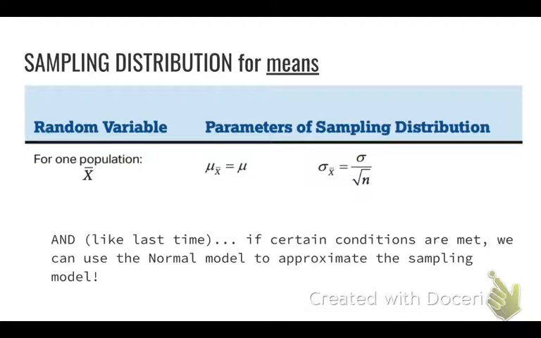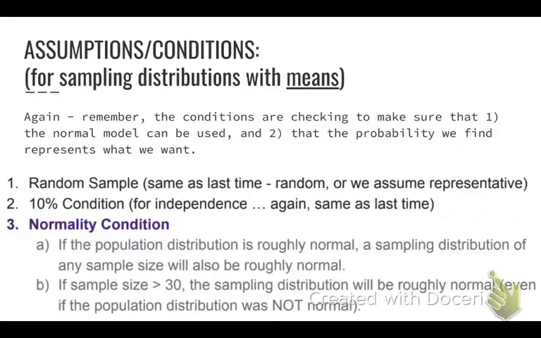And just like last time, if certain conditions are met, we can use the normal model to approximate the sampling model. So here are the conditions, right? Why are we checking conditions? 1, so that we can use the normal model, and 2, that the probability we find represents what we want. So random sample is the same. 10% condition is the same. Again, we're checking for independence there. Random gives us representation of the whole population.